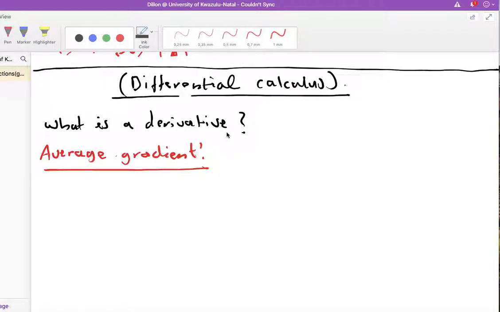Hi guys, still in IQ Maths, and I hope that you're all well. Today, the million-dollar question is: what is a derivative?